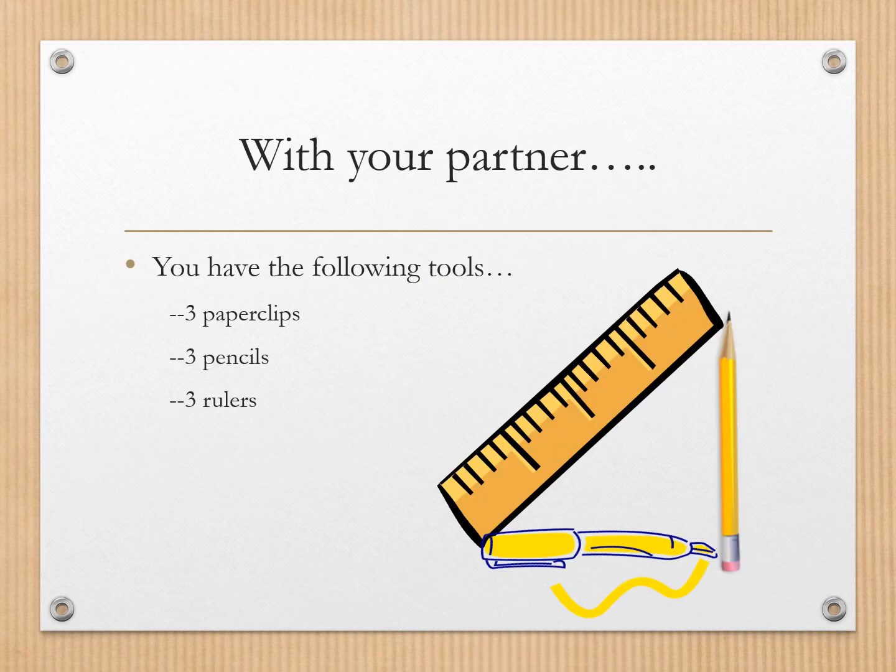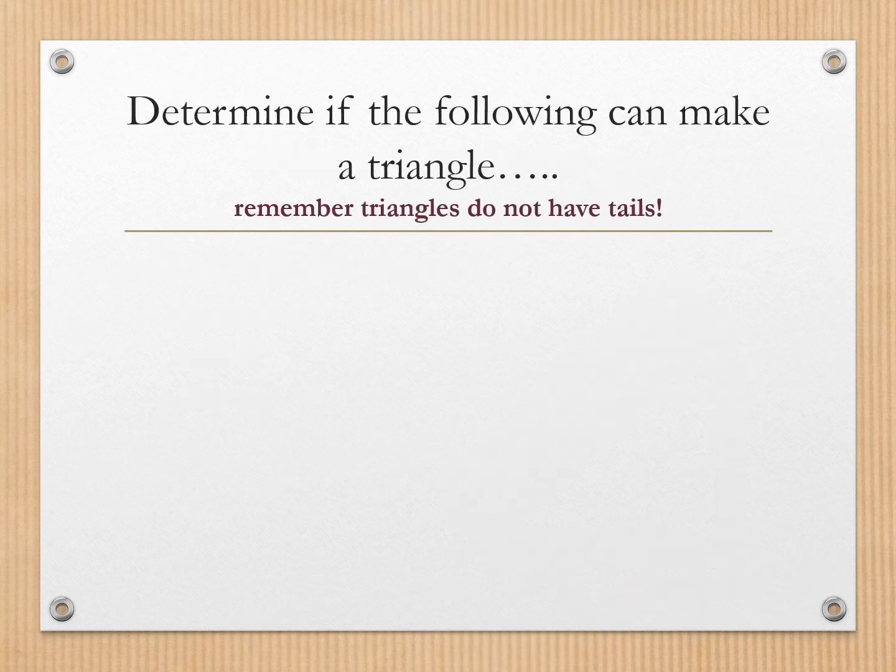So imagine with your partner, if you had a partner, you have the following tools: 3 paper clips, 3 pencils, and 3 rulers. Now, if you have those tools at home with you, you can sure go ahead and grab them out. But we're going to use our imagination here. So imagine you have those 9 things. All right, with those 9 things, we're going to determine if the following can make a triangle.